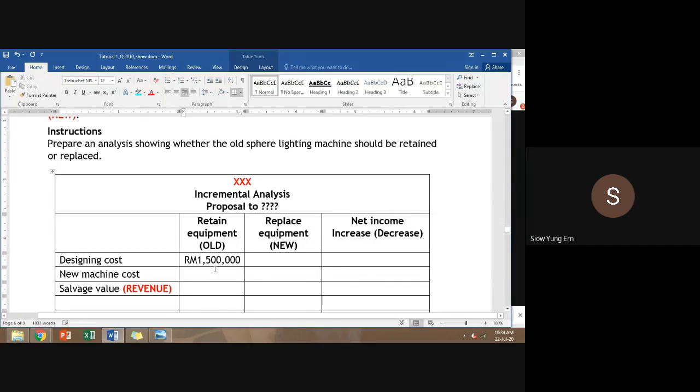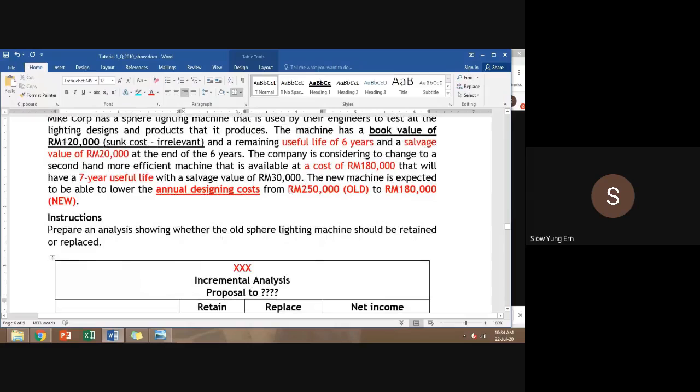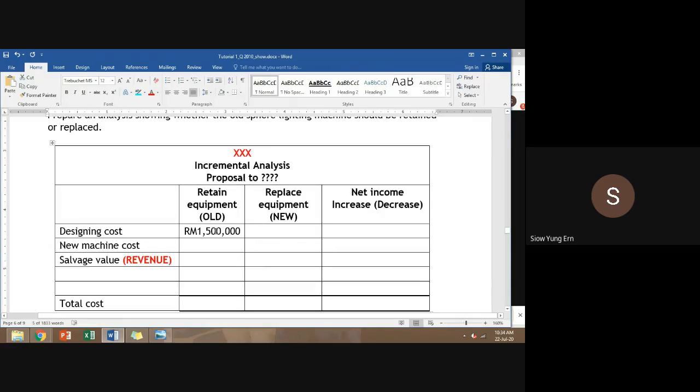Okay, how to get 1.5 million? Your old machine designing cost per year is 250,000. And your old machine, they say here, the machine has a useful life of 6 years. So 250,000 times 6 years because 250,000 is only 1 year. So times 6 years, you will get 1.5 million. Okay, next.